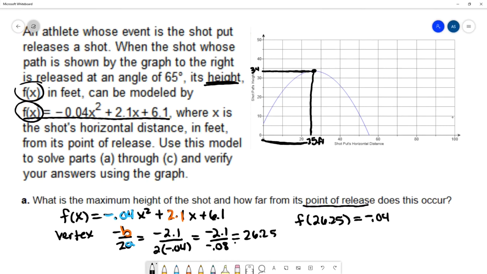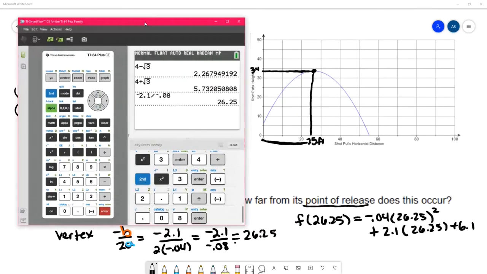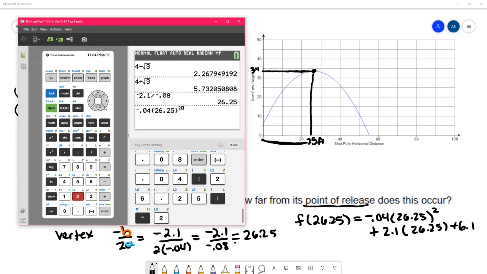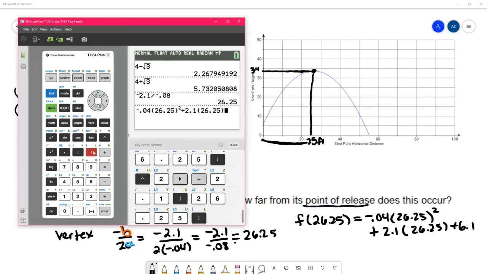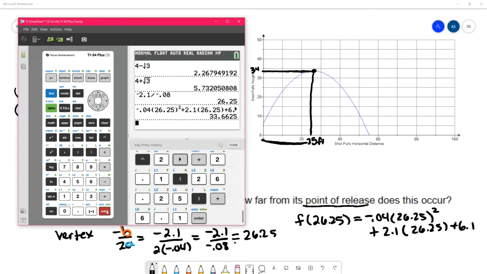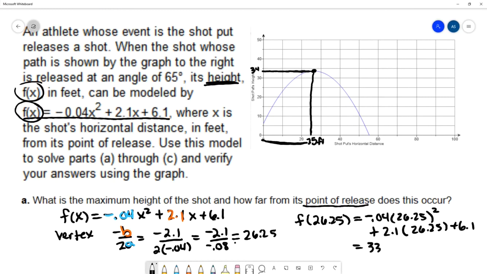So we want to do negative 0.04 times 26.25 squared plus 2.1 times 26.25 plus 6.1. So let's put that in the calculator. Negative 0.04 times 26.25 squared plus 2.1 times 26.25 plus 6.1. We have 33.6625. And that's also feet.